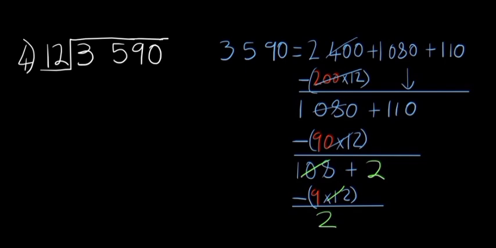So the answer to this question is 299 and the remainder of 2. So this is how you write this. You're going to write 299 and the remainder is 2.